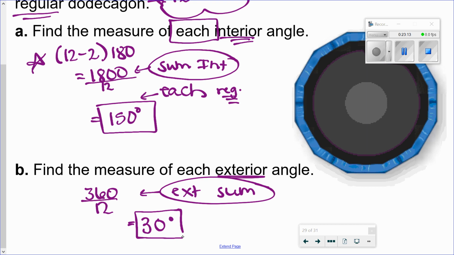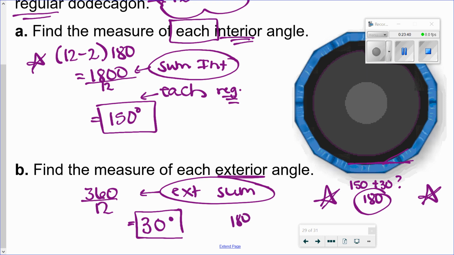Now I want you to make a side note. What is 150, the interior, plus 30? And I said this in the beginning, you've got an interior and an exterior, and they create a straight line. This will always be 180, always. So if they give you each interior, you should be able to find each exterior very easily by just taking 180 minus the interior, or vice versa.